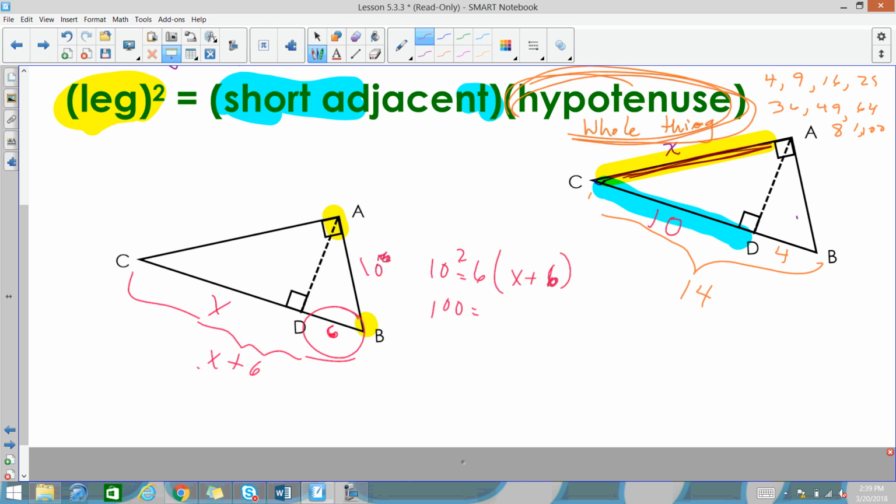So we get 100 equals, you'll distribute this in, you'll get 6x plus 36. You're going to subtract 36. So you'll get 64 equals 6x, and you'll divide by 6, and you'll get x equals a decimal there, 10.6 repeated. Now, I just made this up.